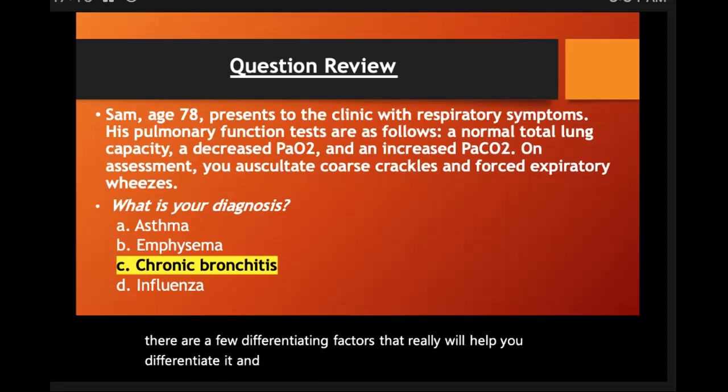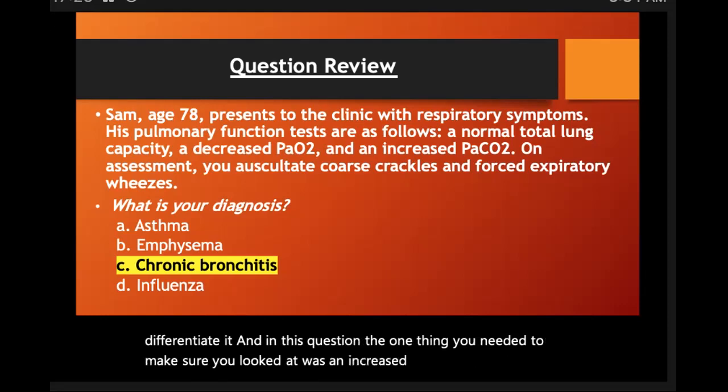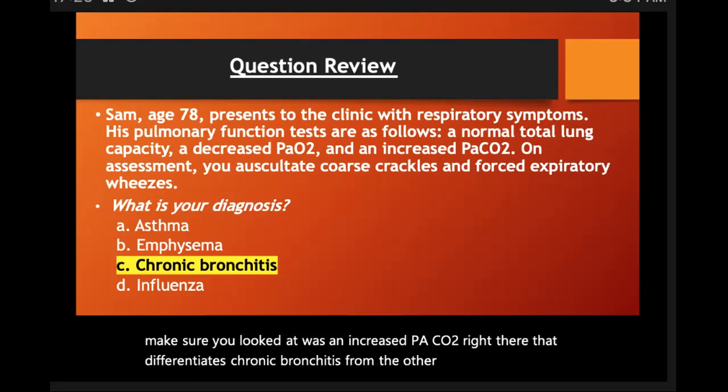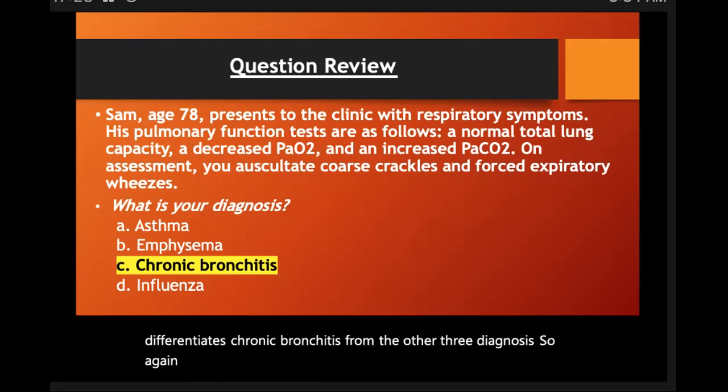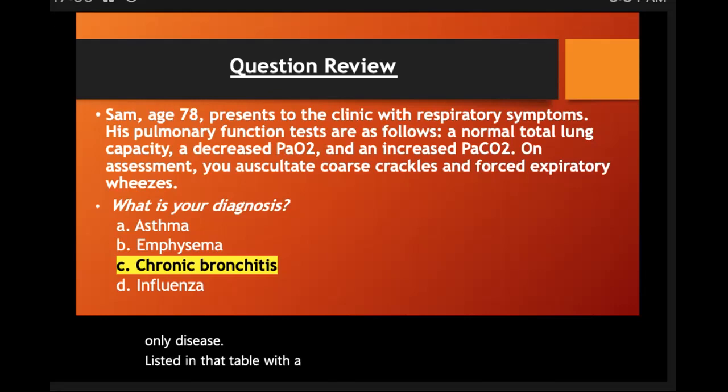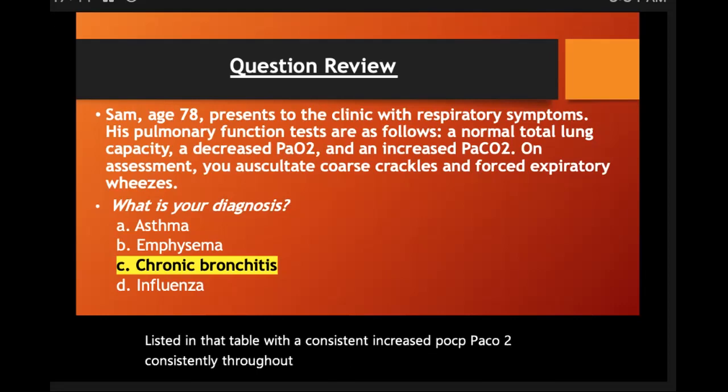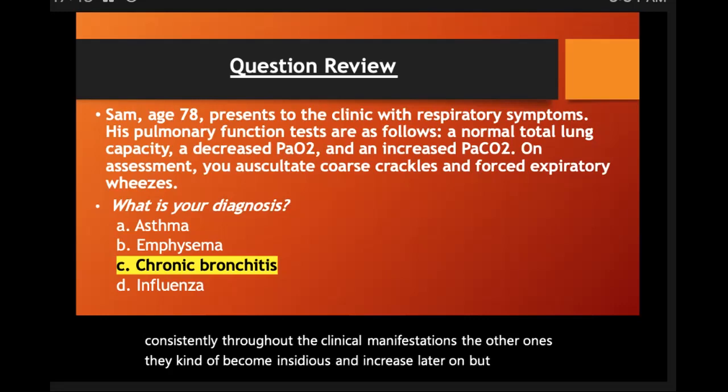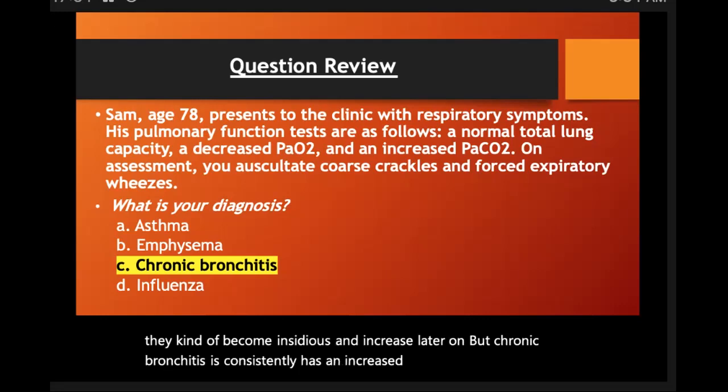And in this question, the one thing you needed to make sure you looked at was an increased PaCO2. Right there, that differentiates chronic bronchitis from the other three diagnoses. So again, look at your table and notice under chronic bronchitis, it's the only disease listed in that table with a consistent increased PaCO2 consistently throughout the clinical manifestations. The other ones, they kind of become insidious and increase later on, but chronic bronchitis consistently has an increased PaCO2. So that's how you got to differentiate it.